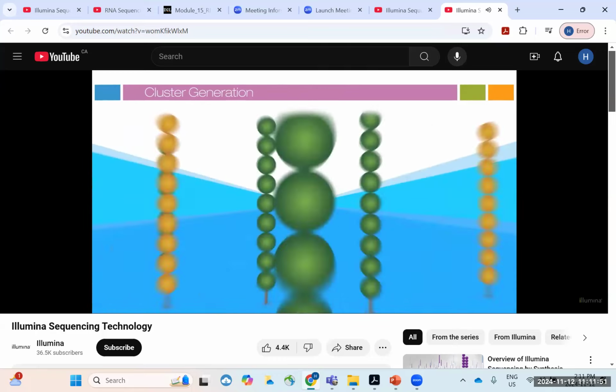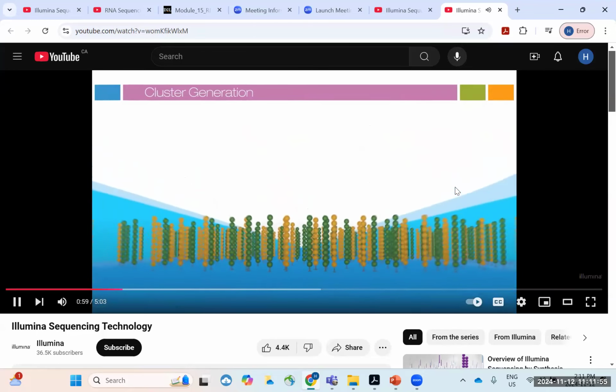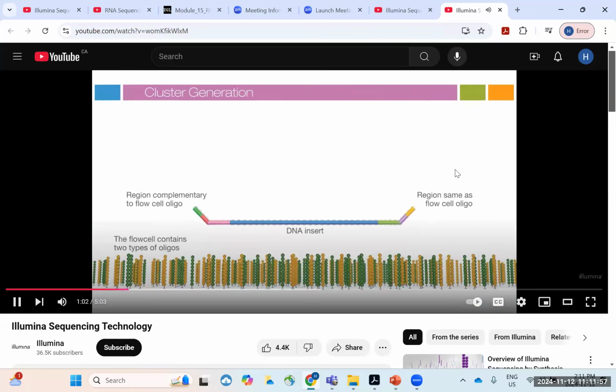Each lane is a channel coated with a lawn composed of two types of oligos. Hybridization is enabled by the first of the two types of oligos on the surface. I'm going to stop here.